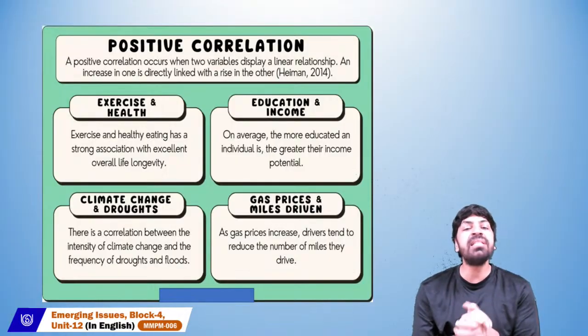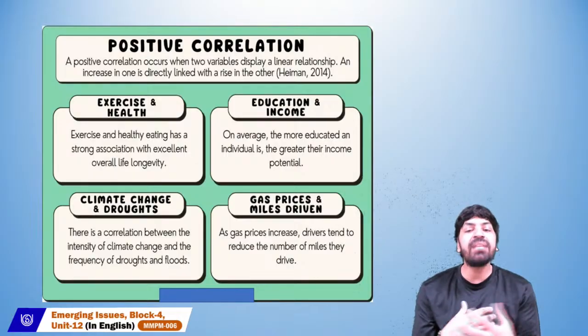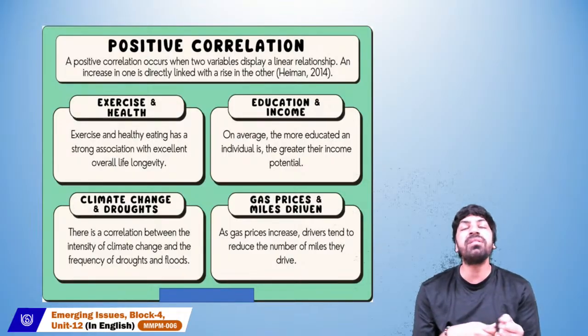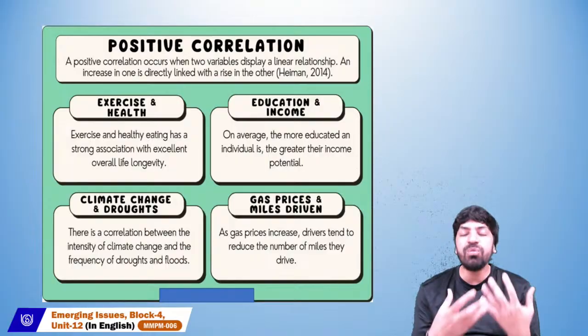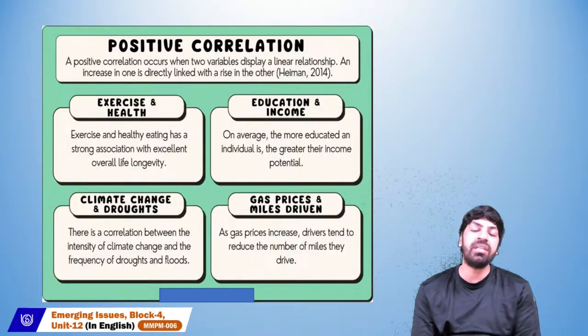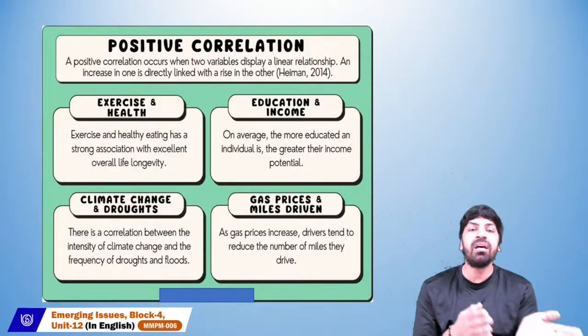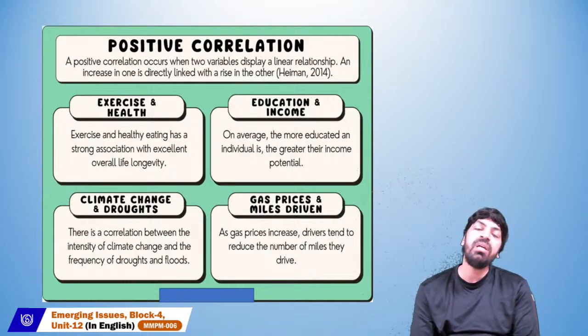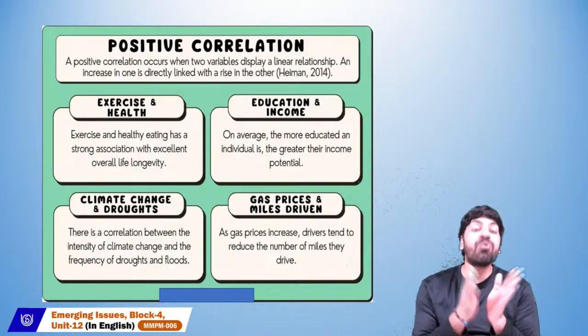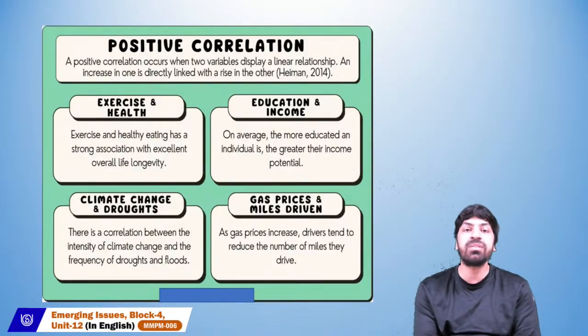Next one is gas prices and miles driven. As the gas prices increase, drivers always tend to reduce the number of miles they drive. So automatically, there is always an increase-to-increase or decrease-to-decrease correlation that exists in real life scenarios as well.